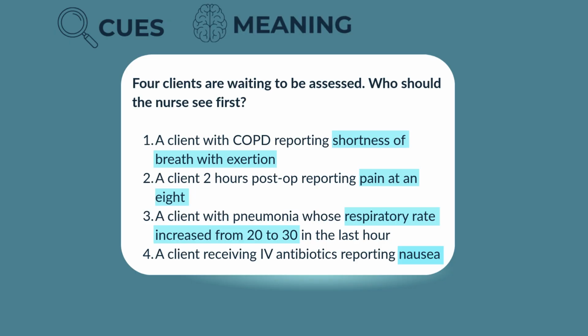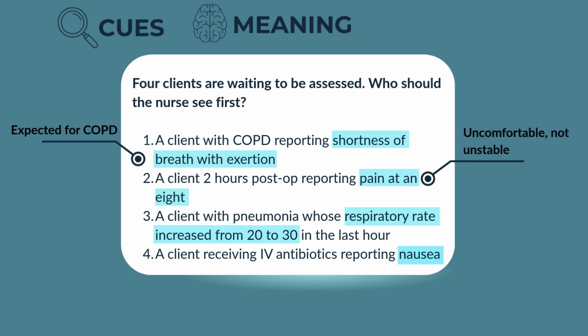Let's interpret each cue and connect it to our priorities. The COPD client becomes short of breath with exertion. That is an expected abnormality for this condition, and without a new change or increased severity, it does not rise to an airway or breathing emergency in the ABCs. The post-operative client reporting pain at an 8 is uncomfortable, and the pain is a physiological need under Maslow's. But pain alone does not signal deterioration or immediate threat to airway, breathing, or circulation.